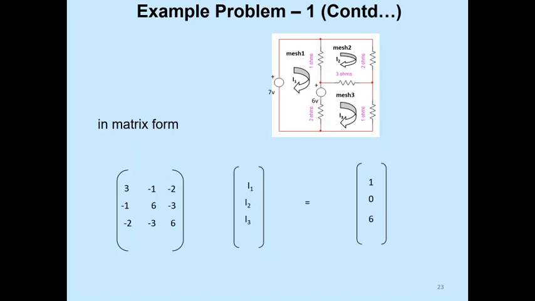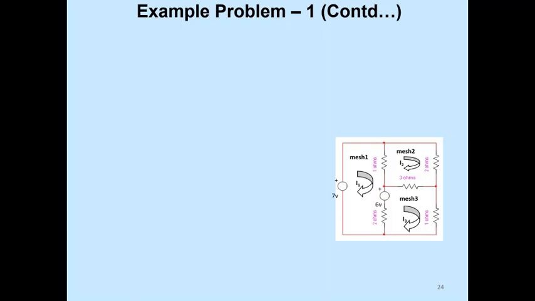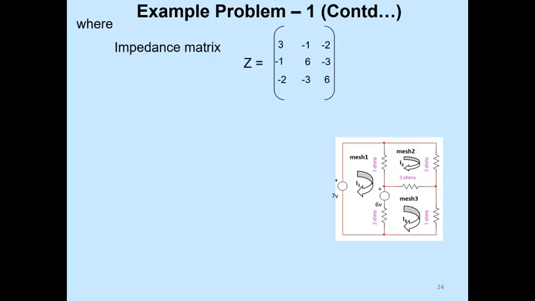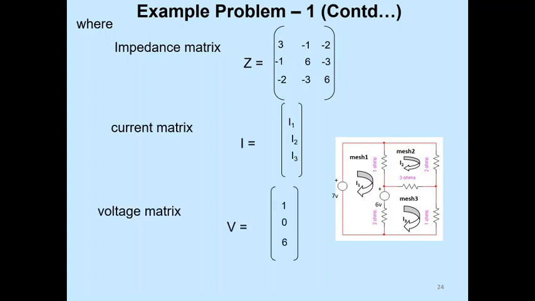So by using Cramer's rule, I1 is equal to delta 1 by delta, I2 is equal to delta 2 by delta, and I3 is equal to delta 3 by delta. So for solving these I1, I2 and I3, we have to find out the determinant of the impedance matrix. So this is the impedance matrix. First of all, we have to find the determinant. That is the current matrix and voltage matrix.